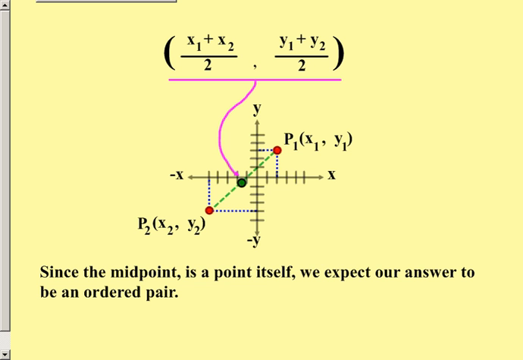Since the midpoint, as its name suggests, is a point itself, we expect our answer to be an ordered pair. That is why the formula itself has parentheses built into it, as well as a comma separating it. It is giving you the information that your result of this formula should be an ordered pair. Parentheses x, comma, y, close parentheses.